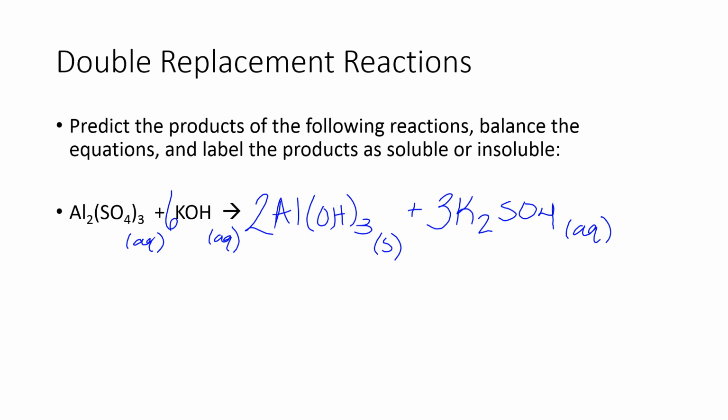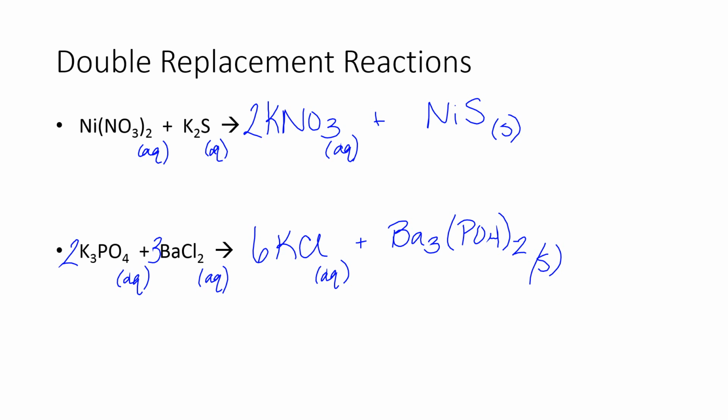Let's look at the next one. And feel free to pause the video and try these on your own, and then come back and check your answer. And we're going to do the same process as the last one. So our first one, we have nickel 2 nitrate and potassium sulfide. All nitrates are soluble, and potassium sulfide is a group 1 salt, so it's also soluble.